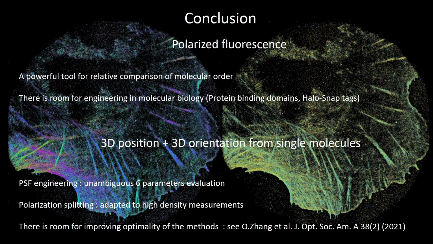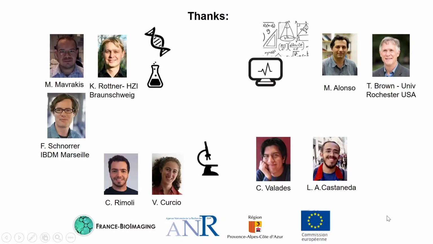So there are actually still lots of developments to do in terms of making these methods optimal. Optimal means non-ambiguous, robust to a very low number of photons, insensitive to proximity of a surface, for instance. And there is a nice paper that has been published in this direction recently.